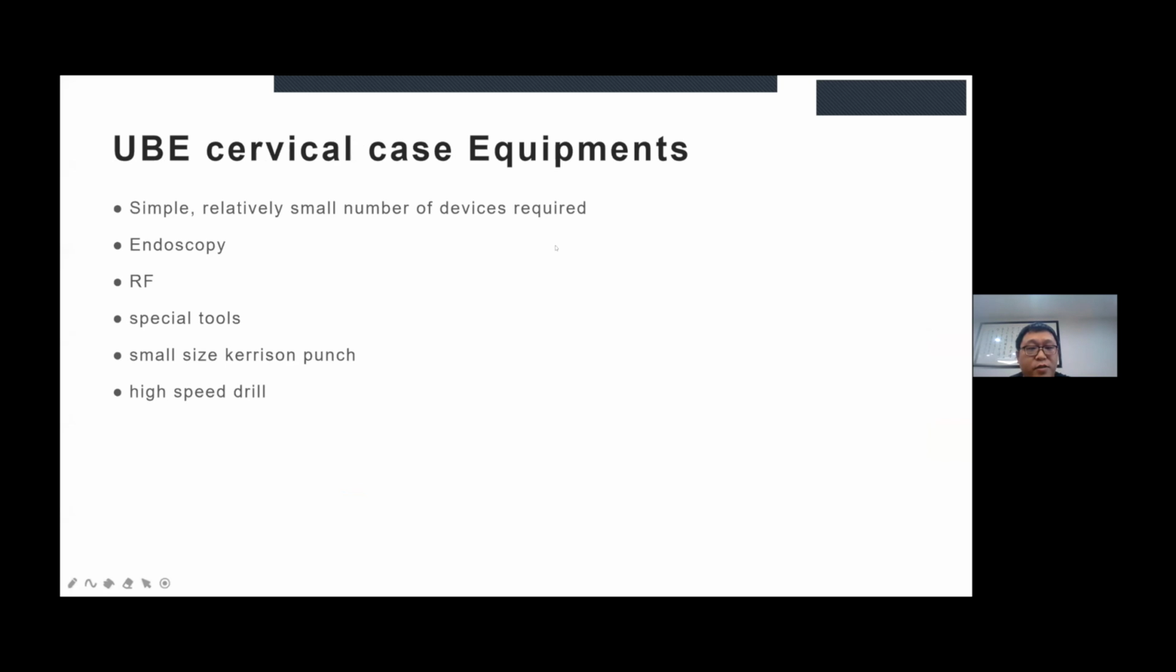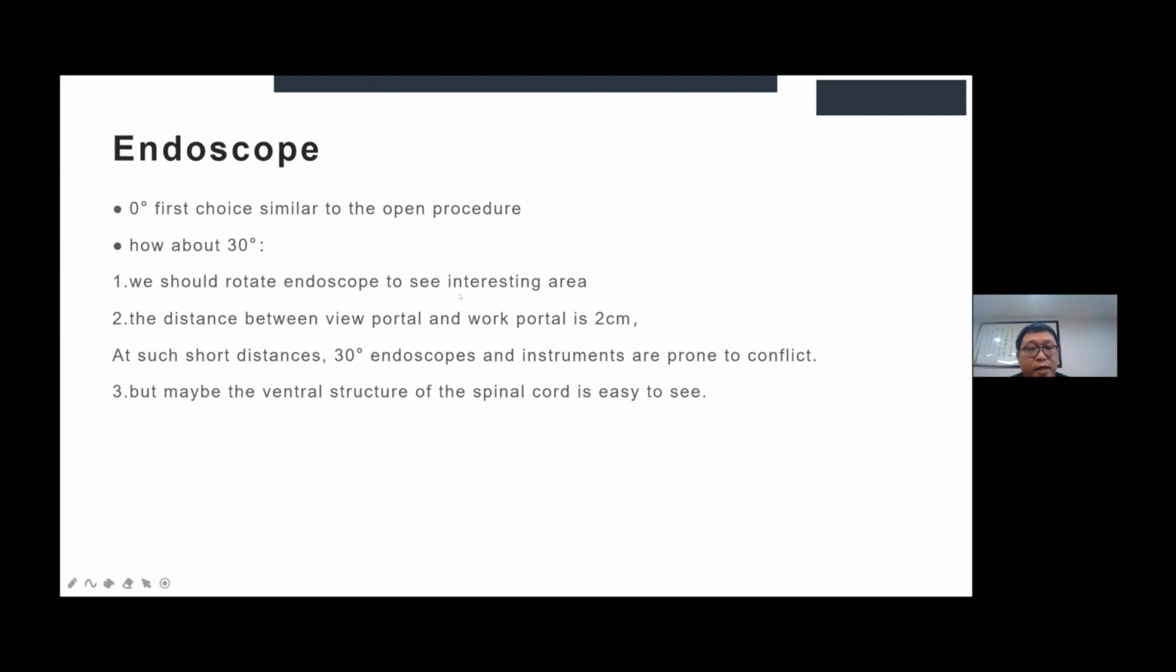UBE cervical case equipment is simple, and a relatively small number of devices are required compared with the lumbar procedure. These include endoscopy, IF, plasma, special tools, a small size Kerrison punch, and a high-speed drill. Endoscopy includes 0 degree and 30 degree. 0 degree is similar to the open procedure, so it is the first choice.